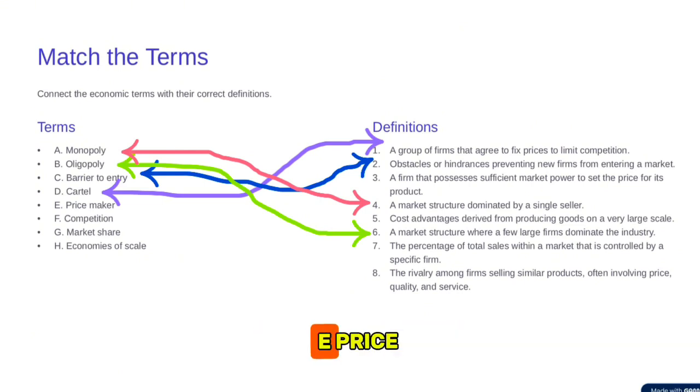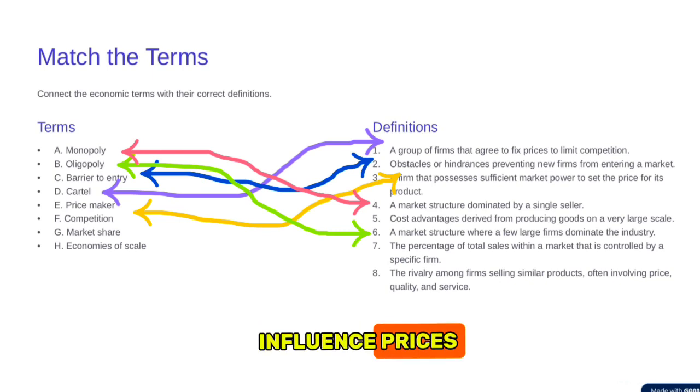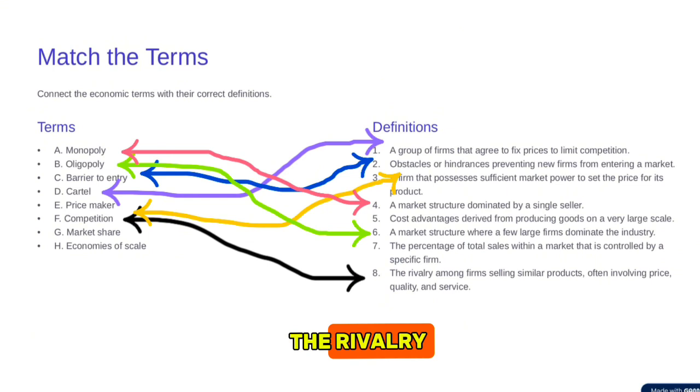Next one, E. Price maker. It's a firm that possesses sufficient market power to set the price for its product. A price maker can influence prices instead of simply accepting market prices. F. Competition. This is the rivalry among firms selling similar products, often involving price, quality, and service. Competition usually benefits consumers through better prices and improved quality.